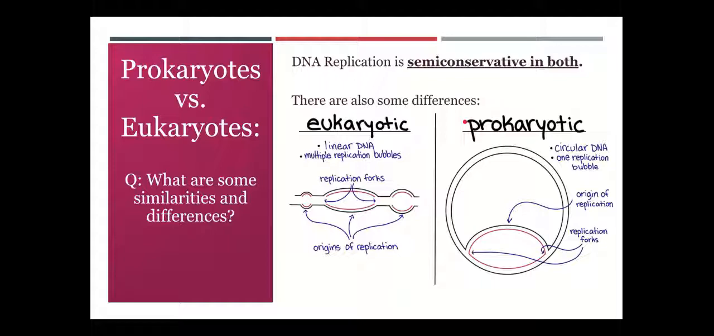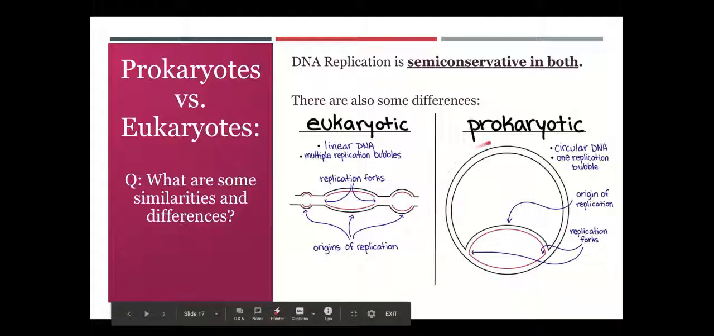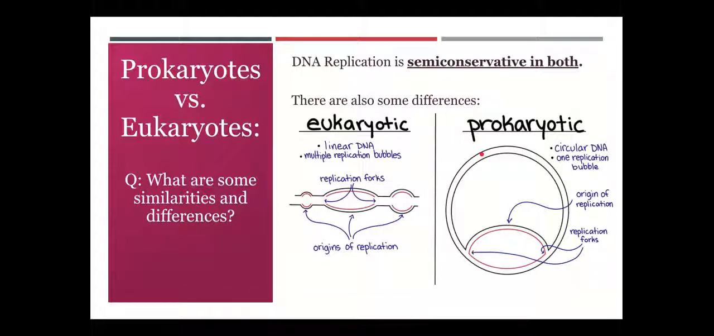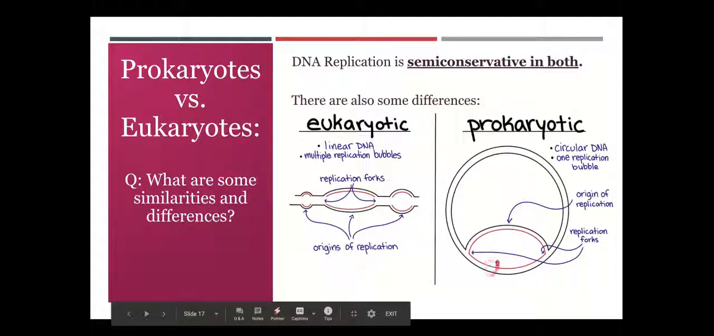Prokaryotic organisms have a different structure for their DNA. Their DNA is often circular, which means that they would have one molecule of DNA that forms a circle, or a plasmid, within themselves, within the organism. So that DNA only requires one replication bubble. It's all connected end to end in a giant circle. So it will only have one origin of replication and two replication forks happening at a time.